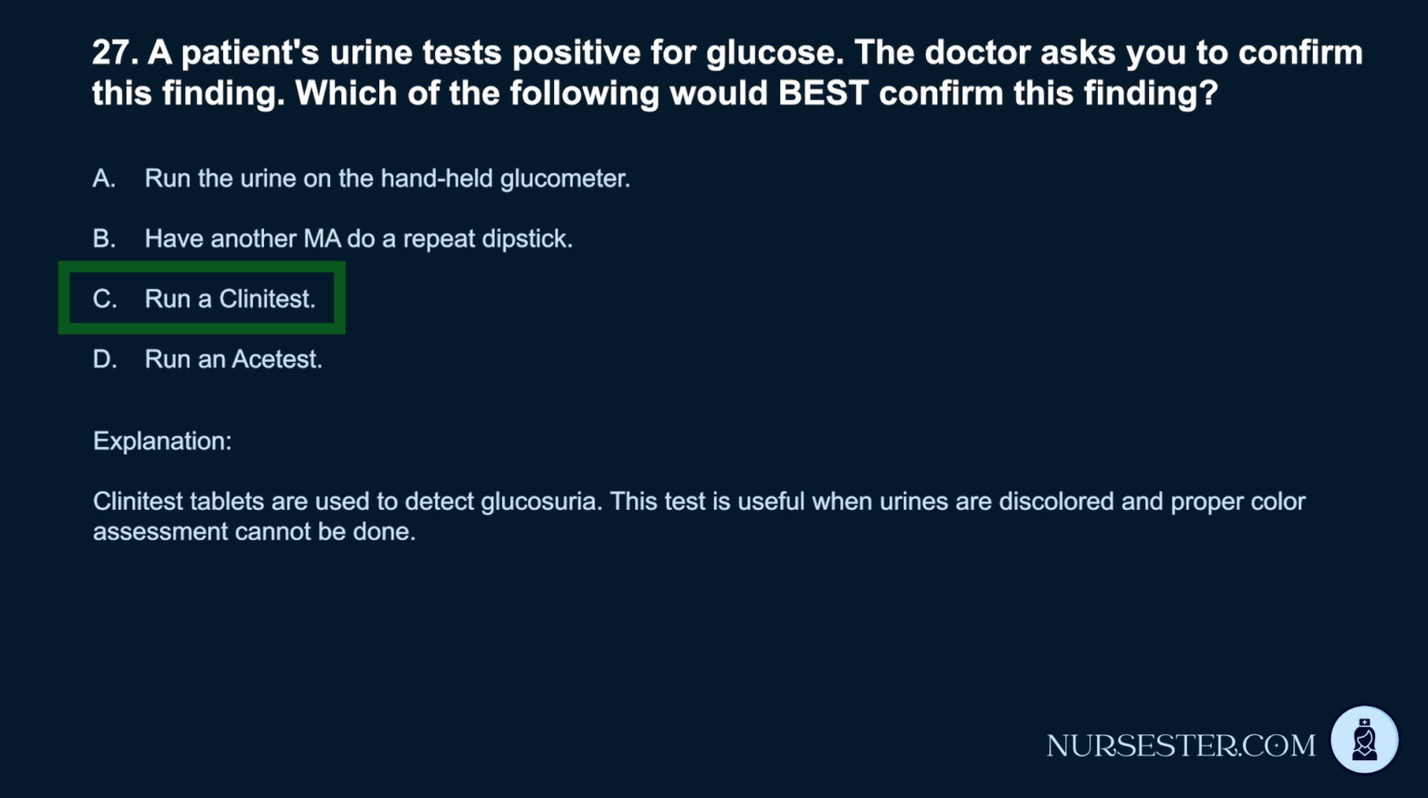Clinitest tablets are used to detect glucosuria. This test is useful when urines are discolored and proper color assessment cannot be done.